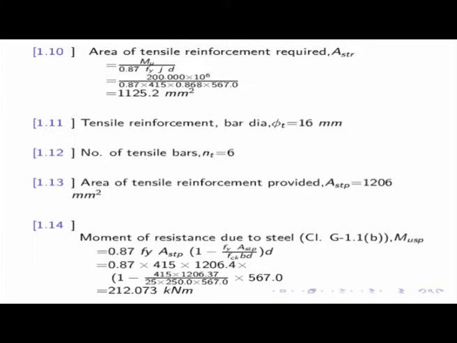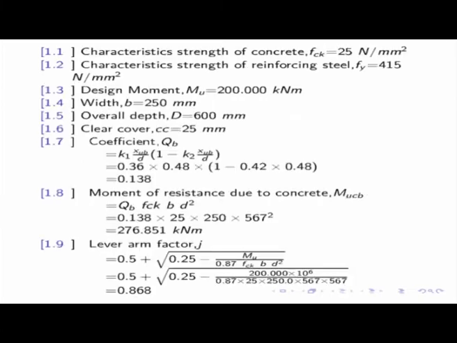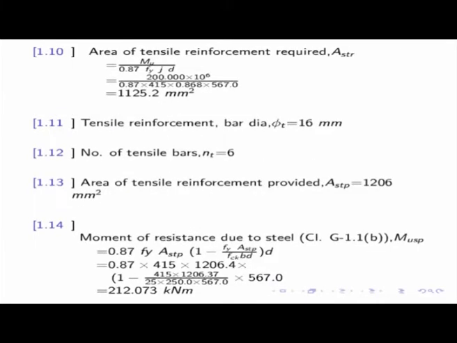Using that formula, you can find out the moment of resistance. If we provide this reinforcement, 1206, then I can get 212 kilonewton meter. So what does it mean? It means 212 kilonewton meter is greater than 200. That means your applied moment is 200 kilonewton meter, and the concrete can resist up to 276 kilonewton meter, and the steel can resist 212 kilonewton meter.